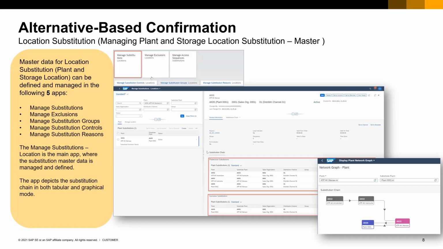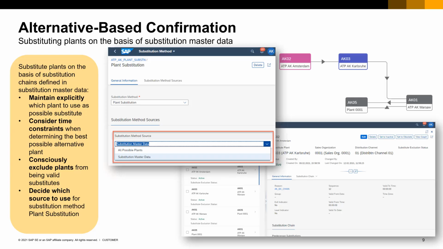And since these substitution controls and groups are found based on the characteristic of each order, you have a very flexible tool to control which plant is allowed to be a valid alternative. The same is true for materials and storage locations, so which alternative is valid for a certain requirement. Here, this is how it is looking in the system.